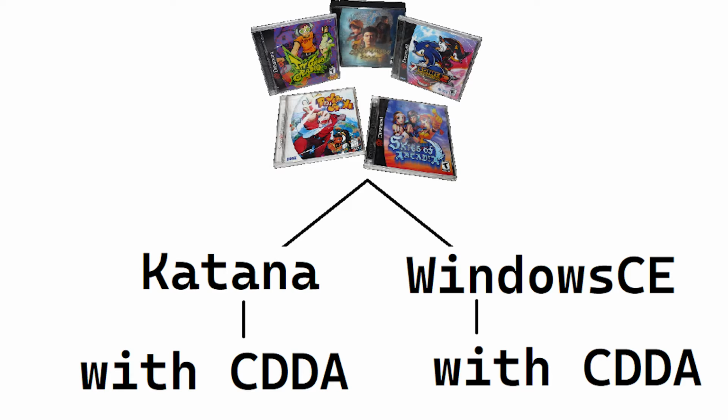Dreamcast has a few different types of games, ones that are Katana based and ones that are Windows CE based, also ones that have added audio tracks and ones that do not have added audio tracks. This video is going to go over how to burn Katana based games without added audio tracks.